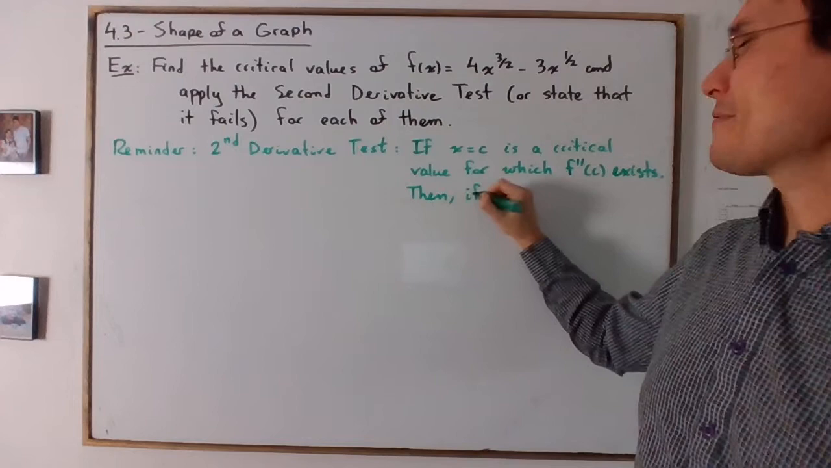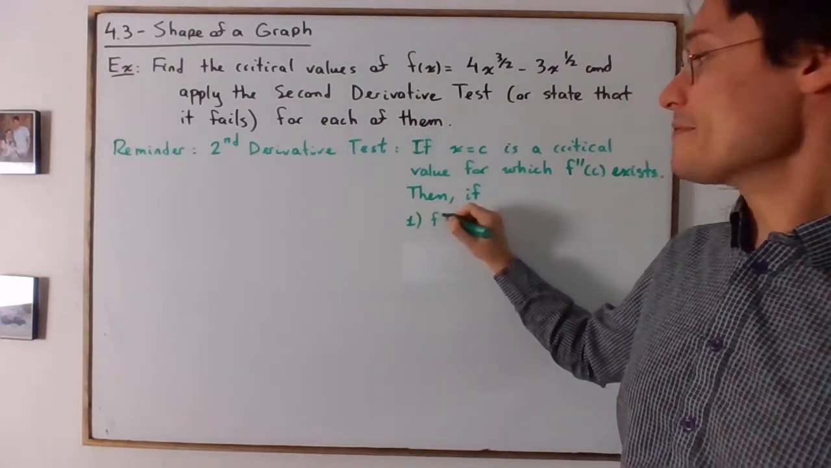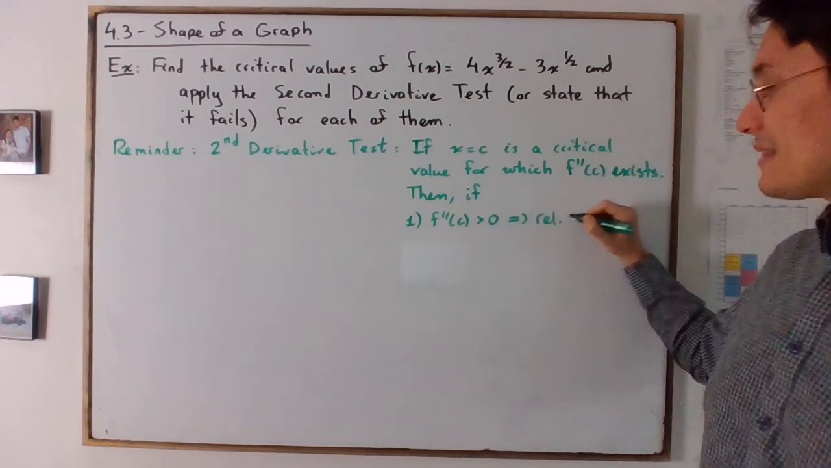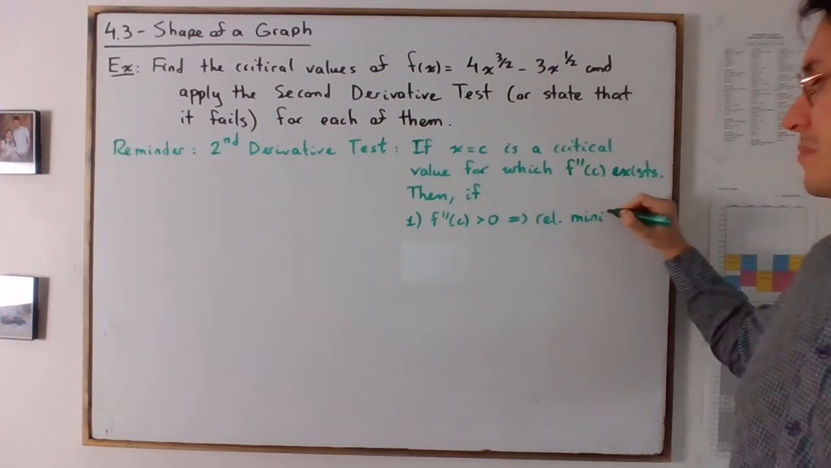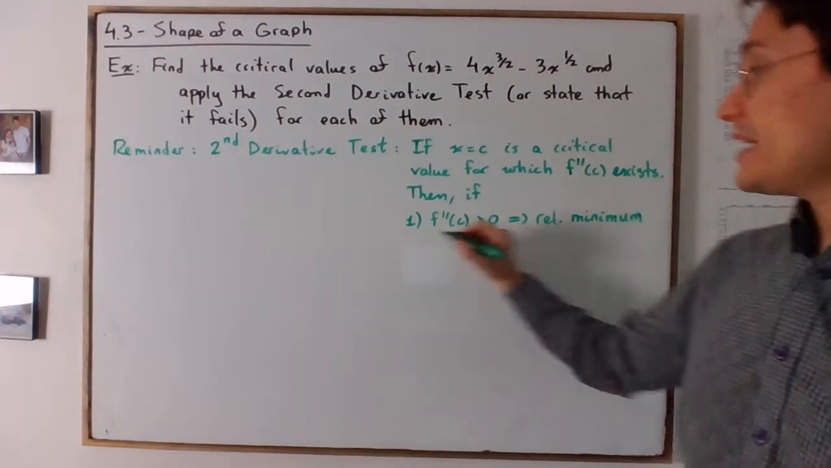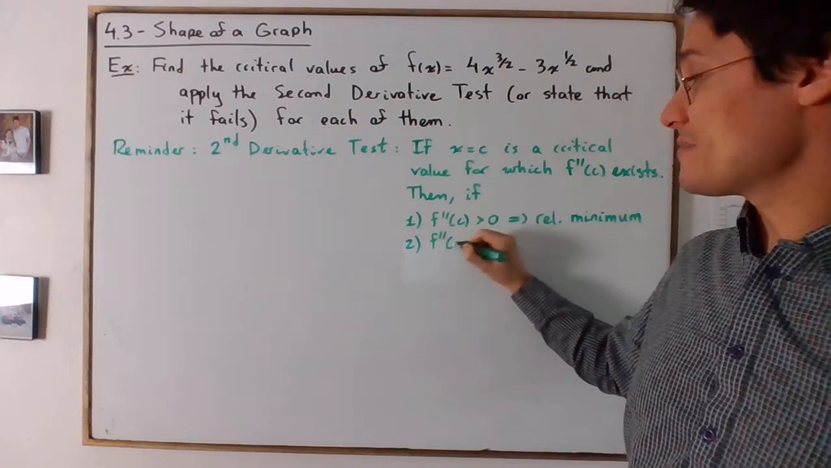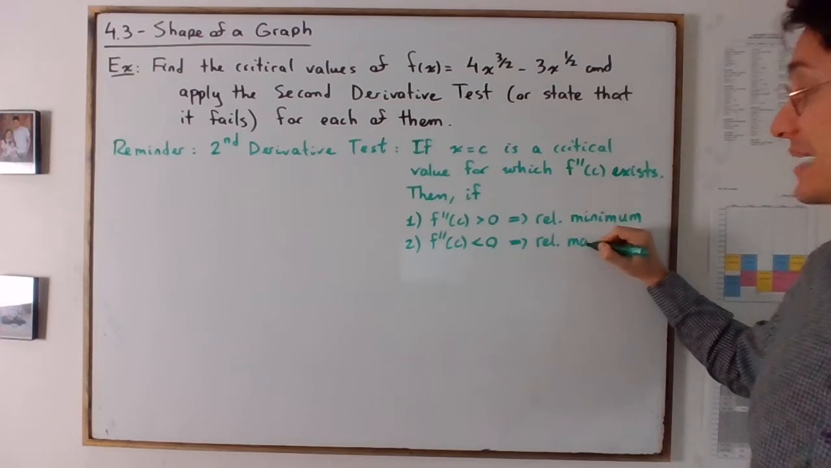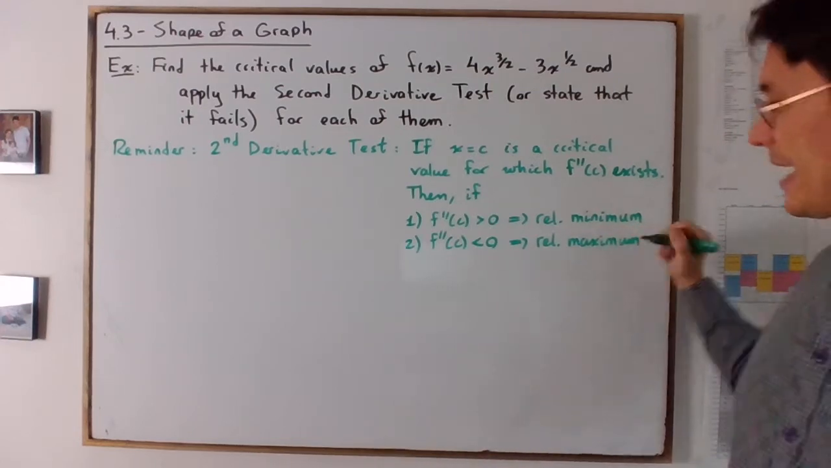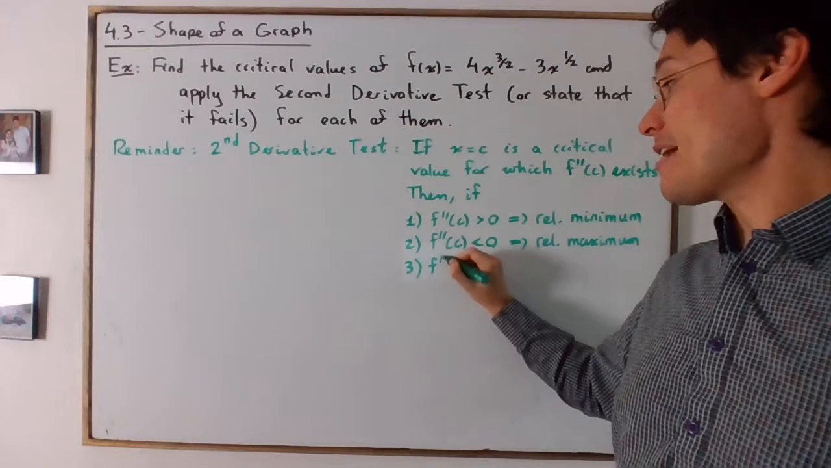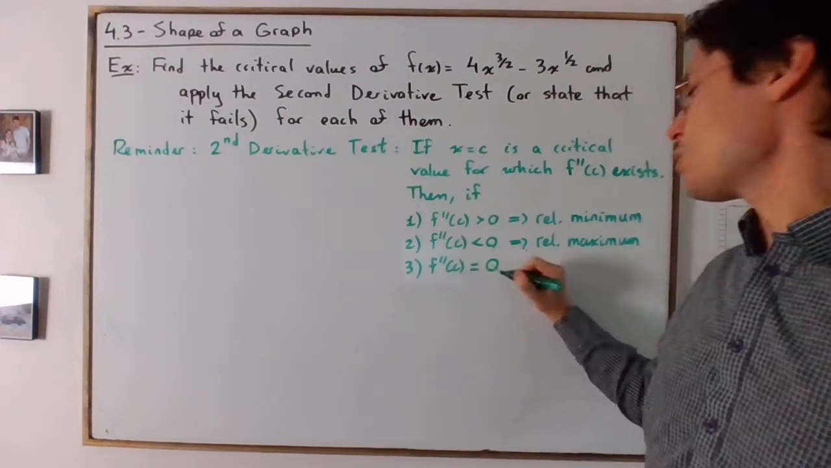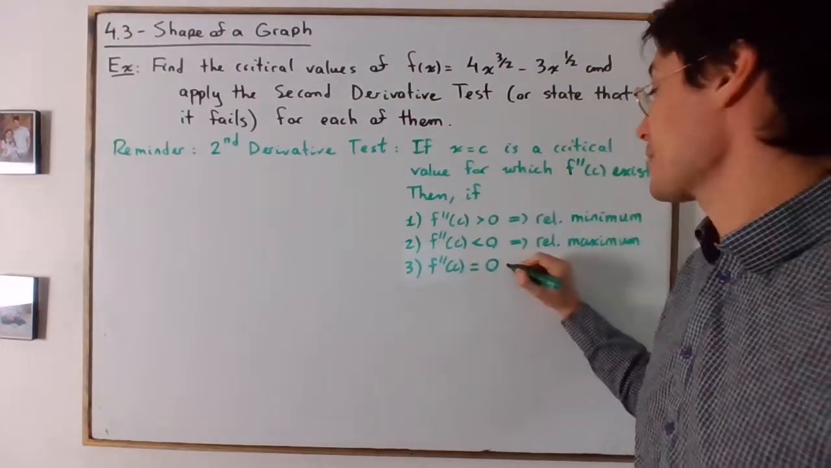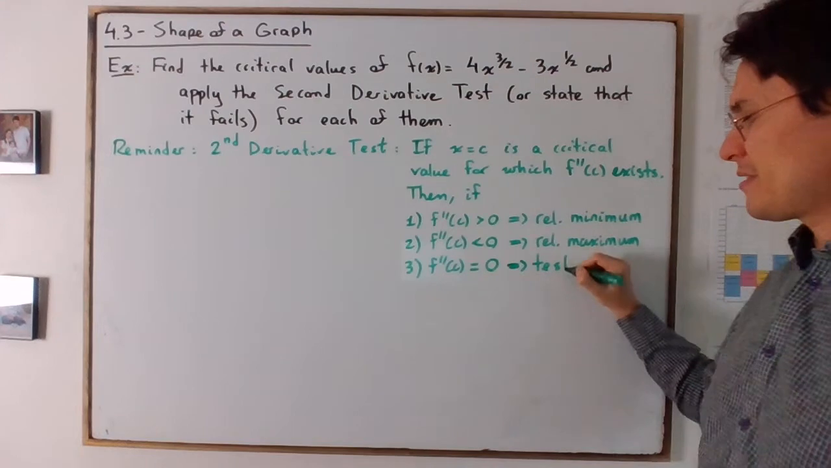then, and we have three scenarios, if f prime prime of c is greater than 0, it means that we have a relative minimum. If f prime prime of c is smaller than 0, it means that we have a relative maximum. And finally, if f prime prime of c is exactly equal to 0, then the test fails, hence my statement over here. So test fails.